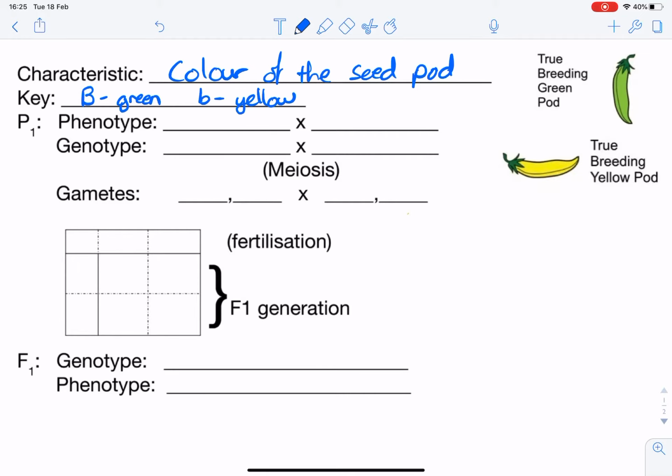Okay, now if we look at these, you can see that one is green and one is yellow. And you are told there, that's the phenotype, what it looks like physically. And you are told in this little diagram that they are true breeding, which means that the green one must be homozygous dominant, and the yellow one is therefore homozygous recessive.